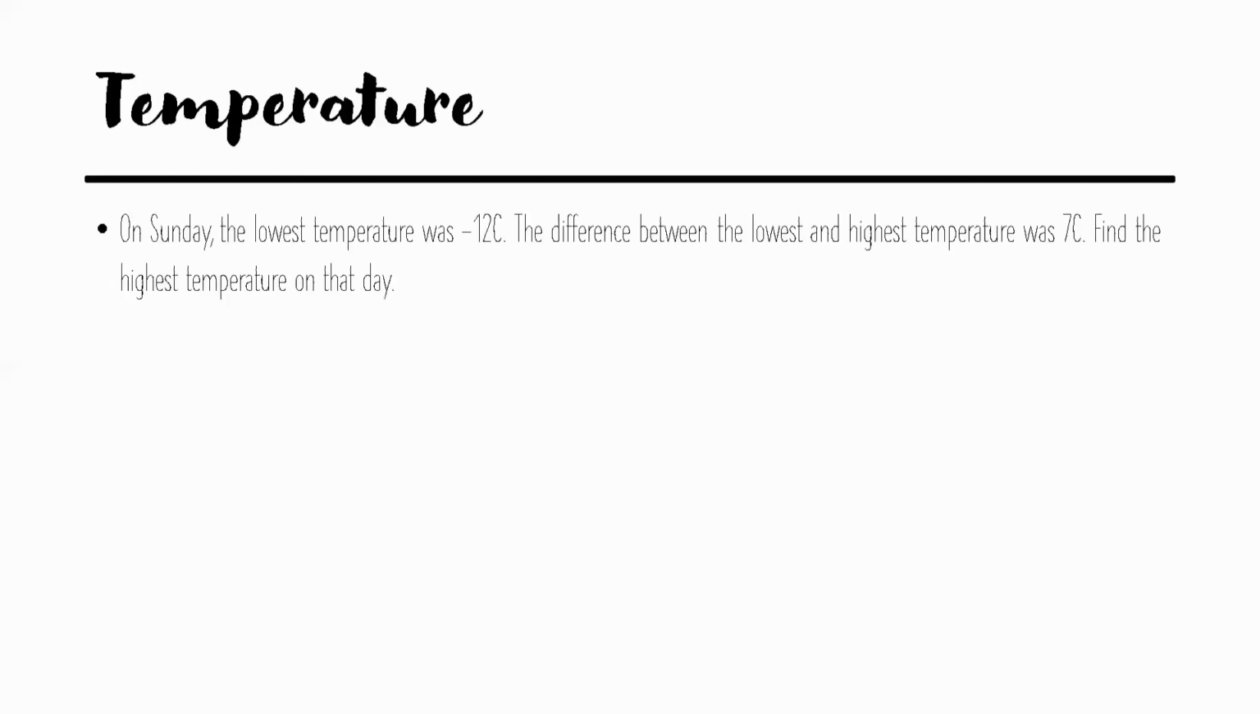Temperature. On Sunday, the lowest temperature was -12, and the difference between the lowest and the highest temperatures was 7. Find the highest temperature on that day. I'm just going to add 7 to -12 to give me -5. And that's my answer. That's -5 degrees Celsius is the highest temperature that day.